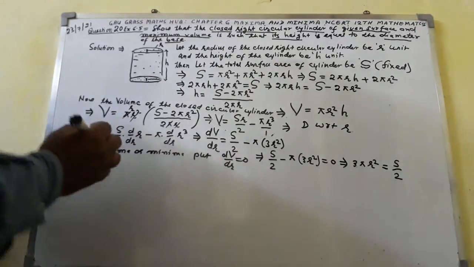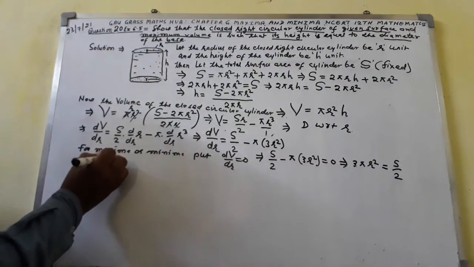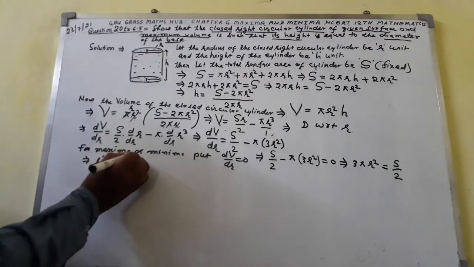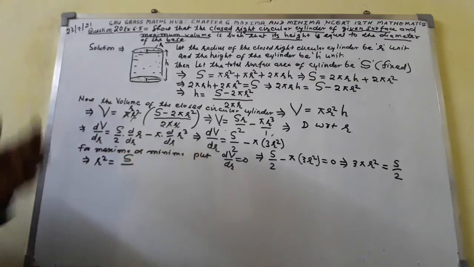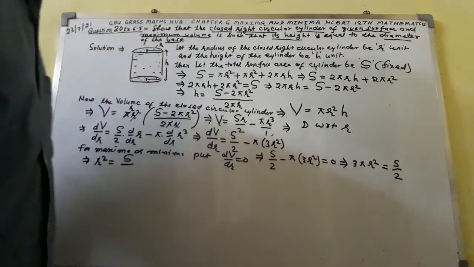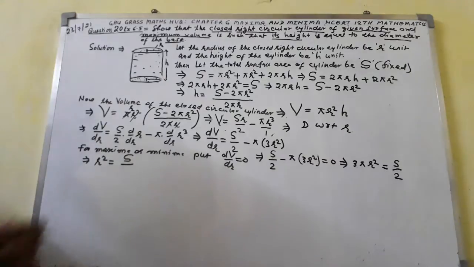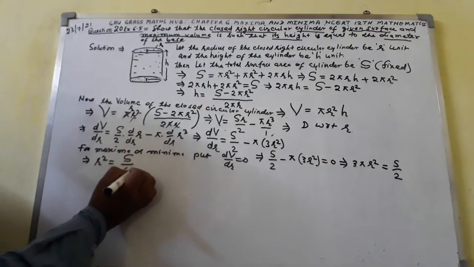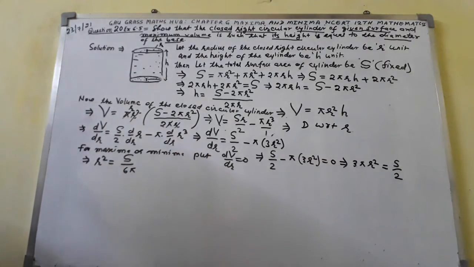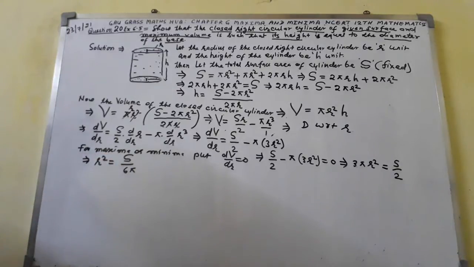So here I shall write, implied that r square equal to capital S, and this 3 pi will multiply to 2. We will get here 3 times 2, just 6 pi. So here I shall write 6 pi. 6 pi I have written. R square equal to S over 6 pi. Now what you have to do here?